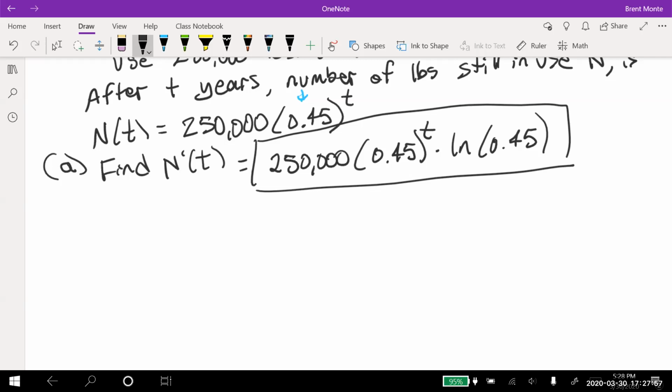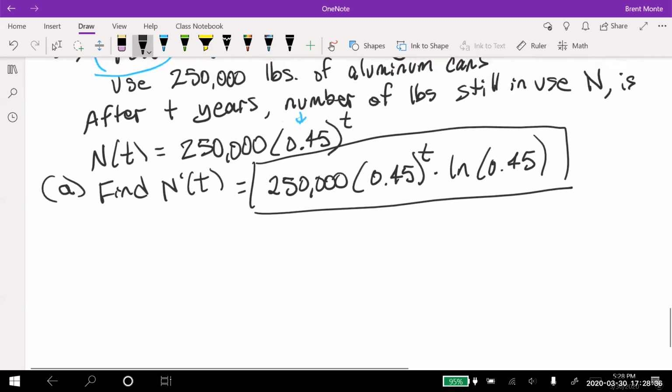Part B says interpret the meaning of n prime of t. Now, I'm not going to just interpret that. I will say it in words. I'm not going to write it down because I'm going to change the problem a little bit. So n prime of t, remember, n is the number of pounds in use. N prime of t is the rate of change of number of pounds in use. In other words, how many pounds are we changing each year? So what's happening to the number of pounds we're going to have the next year? And again, it has to be a very vague general definition if we just do n prime of t.